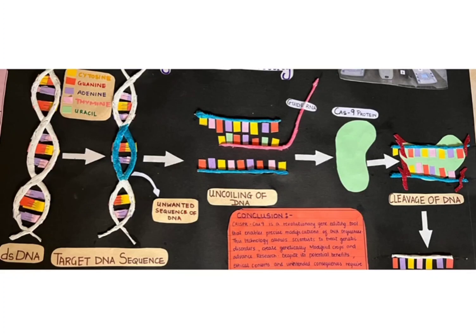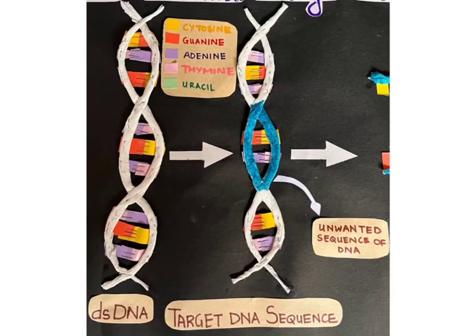Let us move on to the mechanism of CRISPR-Cas9. So first is double-stranded DNA. The double-stranded DNA has 4 nucleotides. As we all know, cytosine pairs up with guanine by 3 bonds, adenine pairs up with thymine by 2 bonds, and in case of RNA, adenine pairs up with uracil.